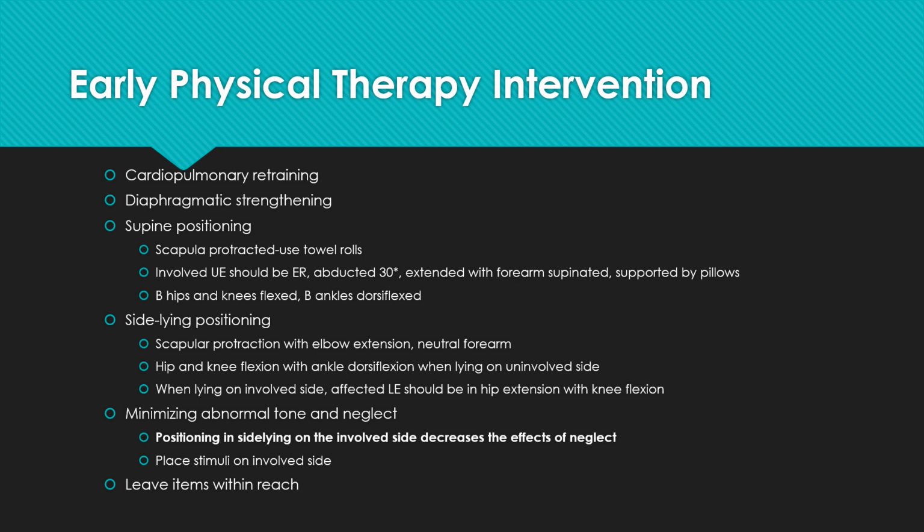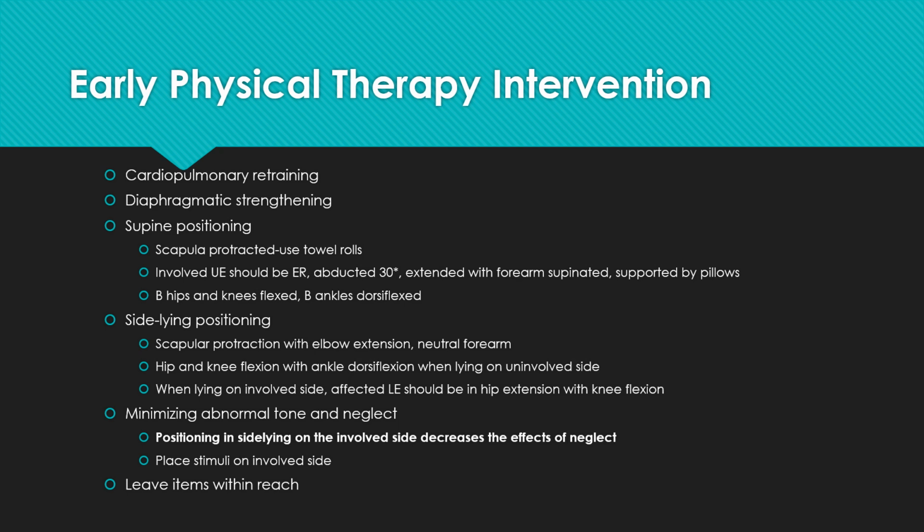And the bilateral hips and knees should be flexed with bilateral ankles dorsiflexed to, again, help break up the tone. I know hip flexion is a position of tone for the lower extremities, but placing them into hip flexion with knee flexion and dorsiflexion helps to break up that tone and reduce its onset.